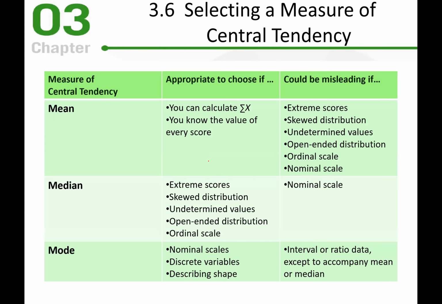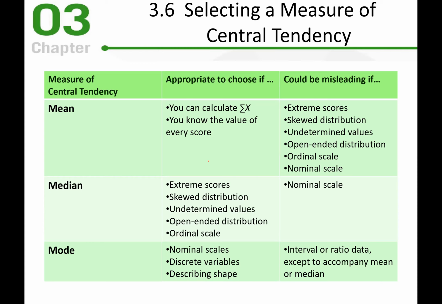All right. So now we know a little bit more about measures of central tendency. However, when you're doing a study, it's very important that you know when to use which kind of measure of central tendency. What is the best one for the particular type of data that you have?